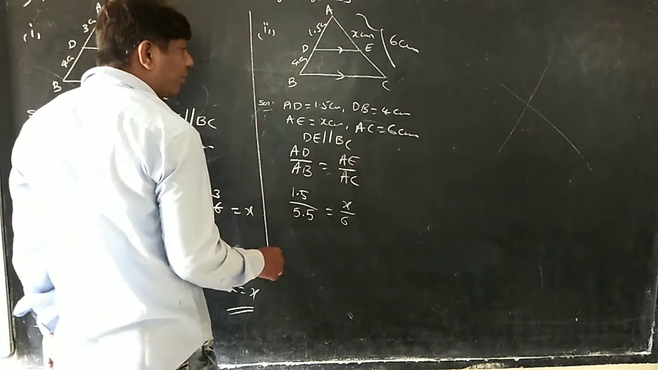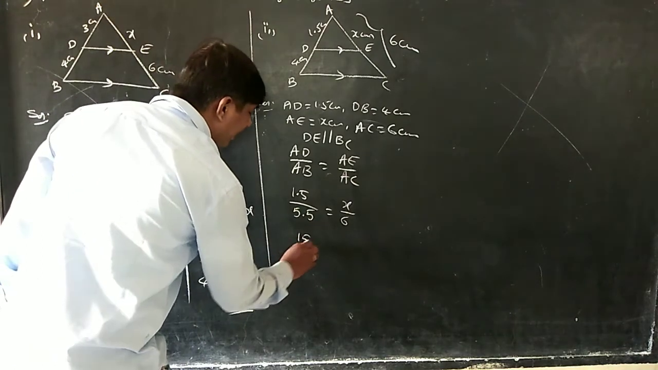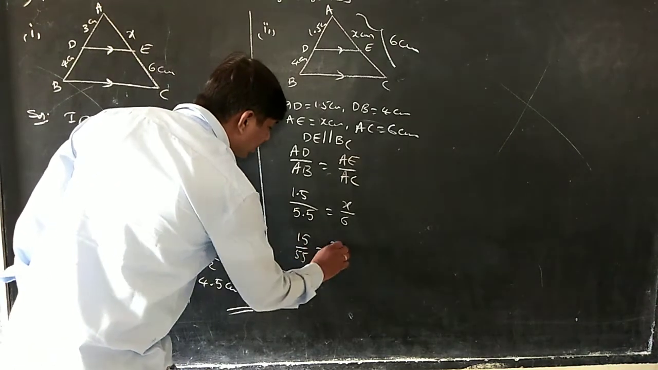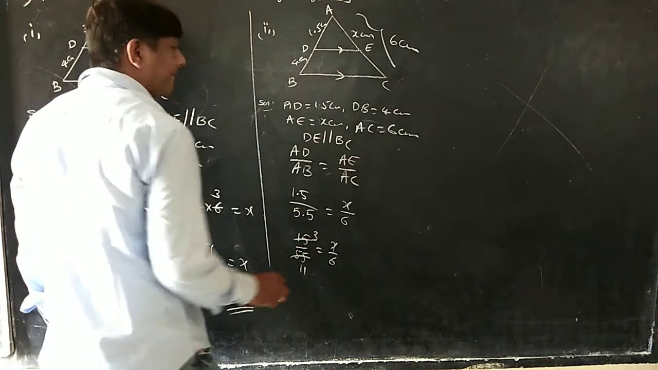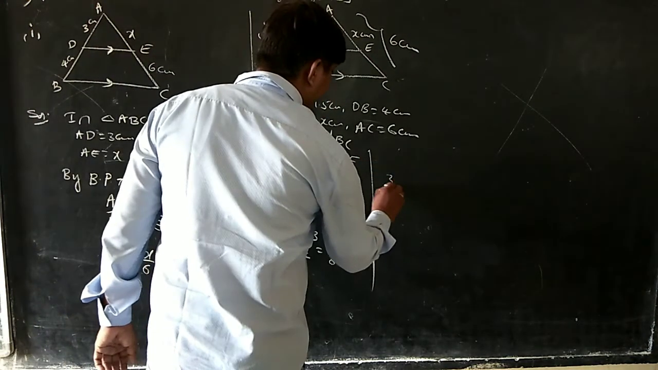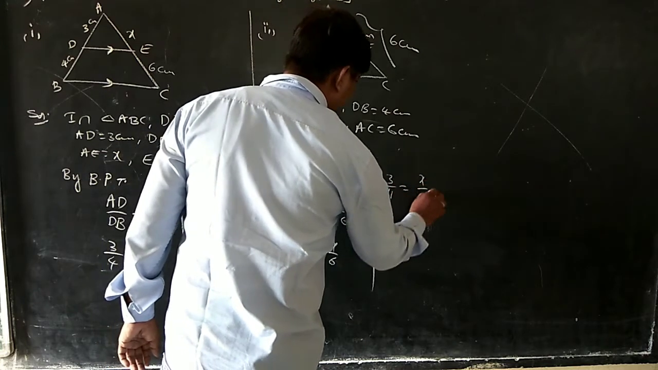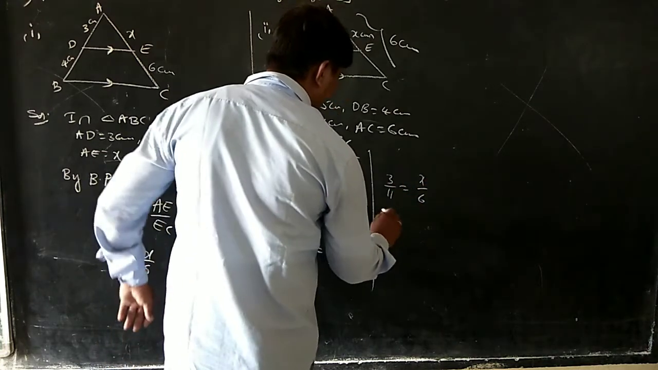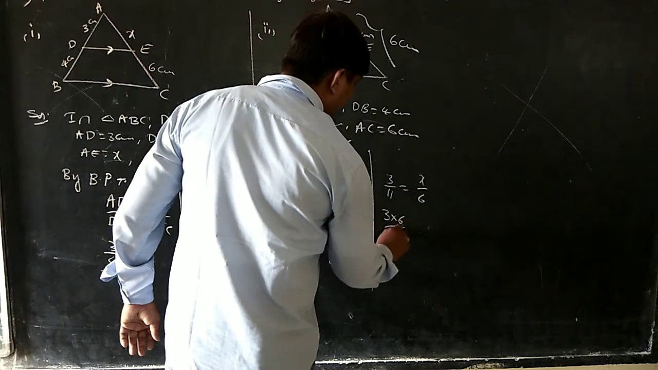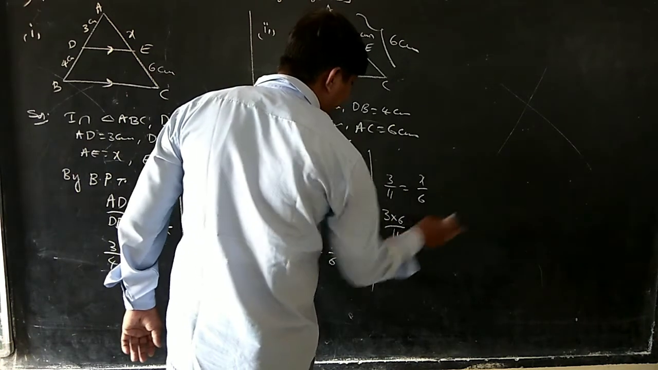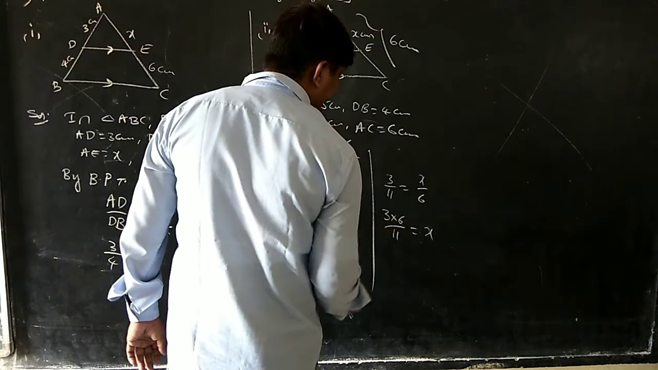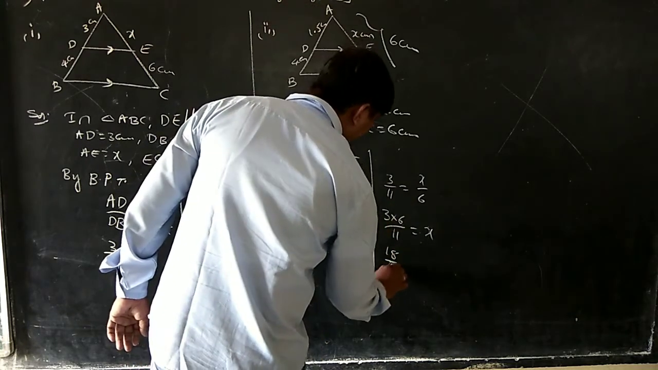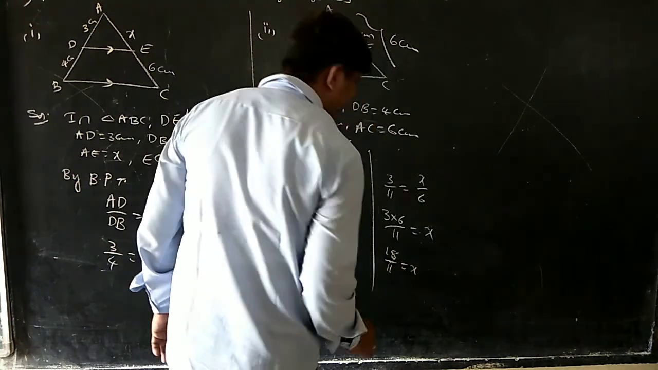Now move the decimal point. 15 by 55 is equal to x by 6. 5 3s are 15, 5 11s are 55. Now 3 by 11 is equal to x by 6. Cross multiply here. 3 into 6 by 11 is equal to x. I am only transposing 6. I don't get any cancellation here. 3 6s are 18 by 11 is equal to x.